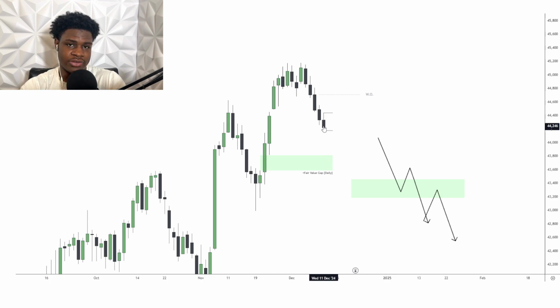When the marketplace opens and we can see price making an effort to reach lower, this daily fair value gap can be our draw on liquidity, where the marketplace could reach down into.